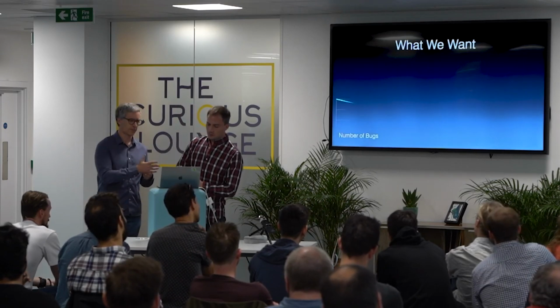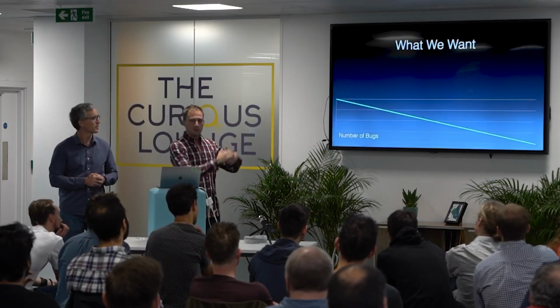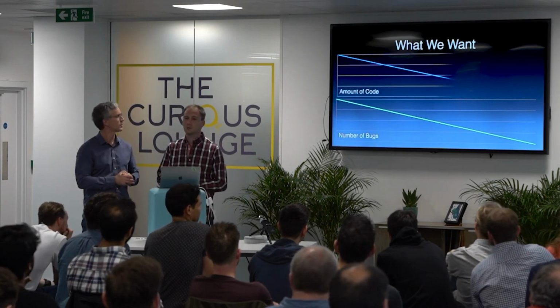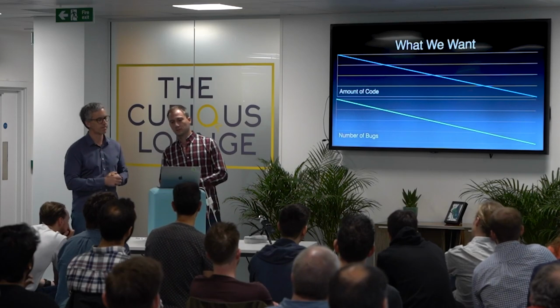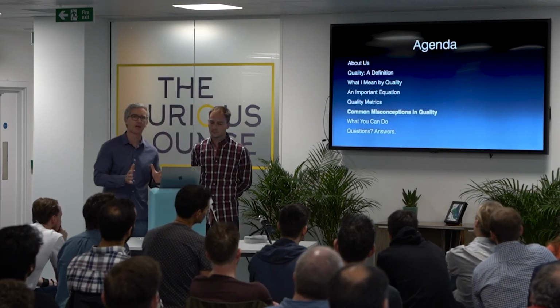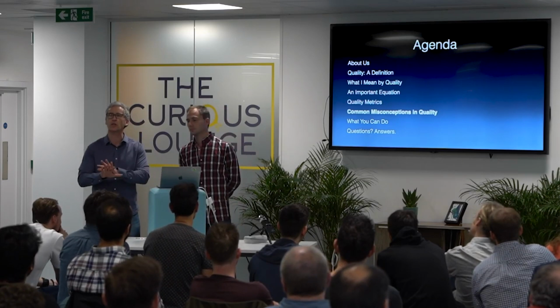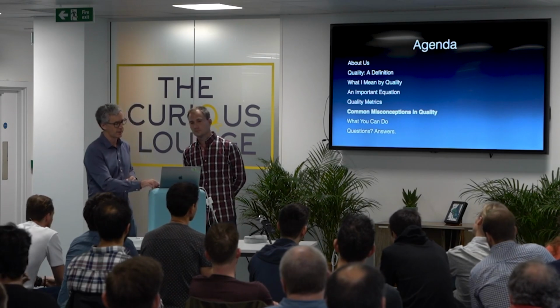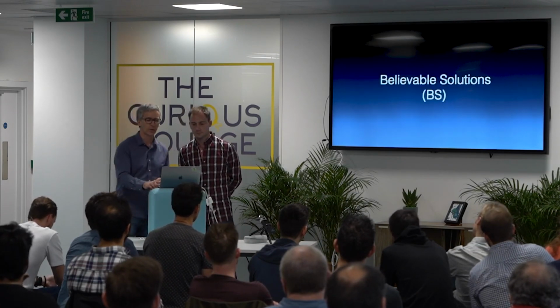All right. So yeah, what do we want? Obviously, to achieve quality, we want to reduce the number of bugs. And thanks to the previous chart, we know that we need to reduce the amount of code. All right, so we'll see how to get back to that later. In the meantime, we want to talk about misconceptions. These are things that probably everybody in the room, except us, thinks about quality. So we call this believable solutions, or BS.